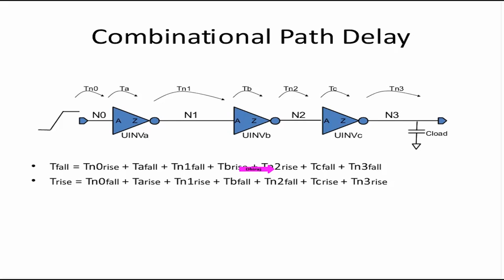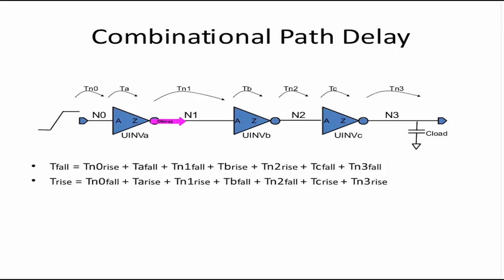A rise here will cause a fall here. A buffer is a positive unit. A rise at the input of a buffer will cause a rise at the output of the buffer. So PrimeTime will worry about the unateness. It will calculate the delay according to this. It needs to know the unateness.